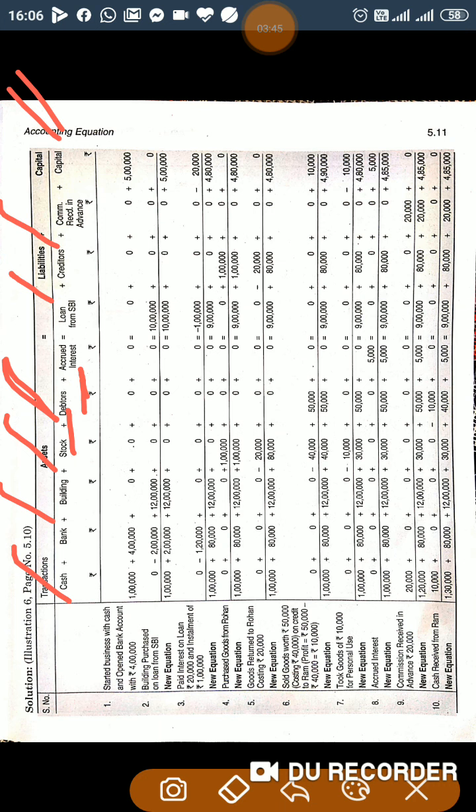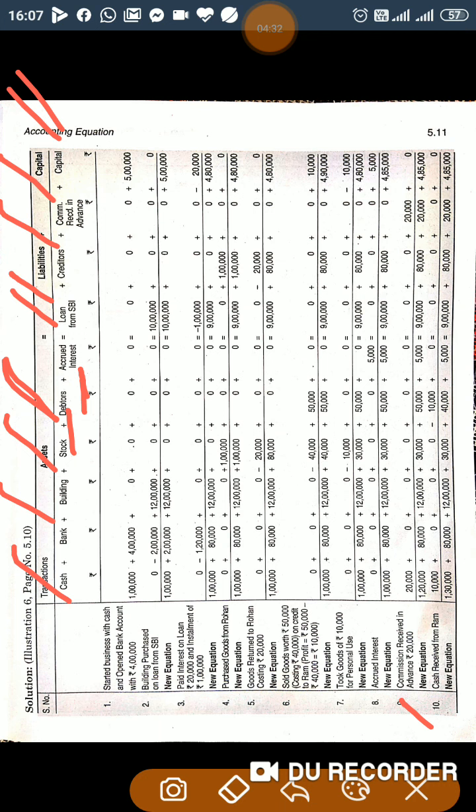Now next is accrued interest. So accrued interest is an income and at the same time an asset. So accrued interest or accrued income you will write it here, and this is income. It should be added to the capital. Capital is already mentioned. Commission received in advance: two accounts are involved. Cash is involved and at the same time a liability, commission received in advance. So it is not mentioned, so you will write it here. Commission or income received in advance, and cash is already there.